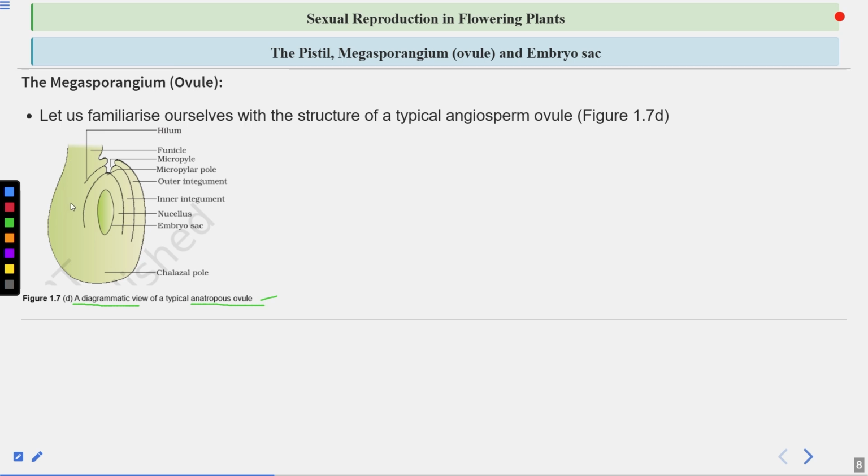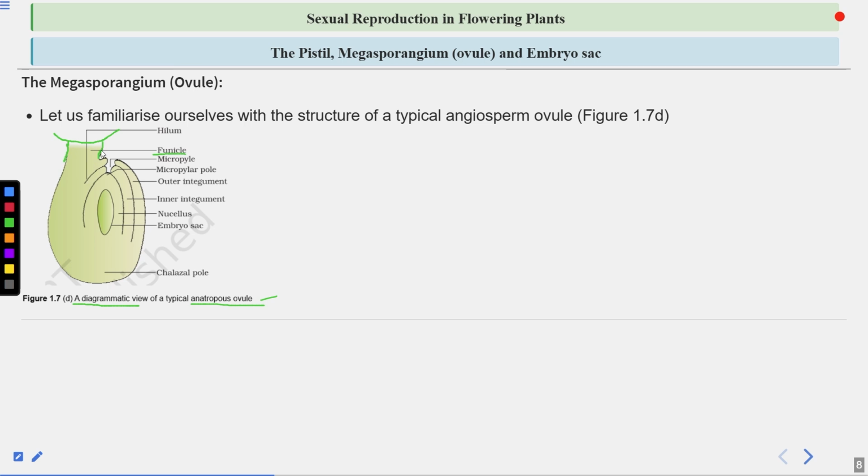So what you see here is a stalk-like structure which is called funicle. Funicle is a stalk-like structure. Now this funicle is attached to the thalamus part through what? Through the placenta. This I have already told you. So the placenta is important for the attachment, right?